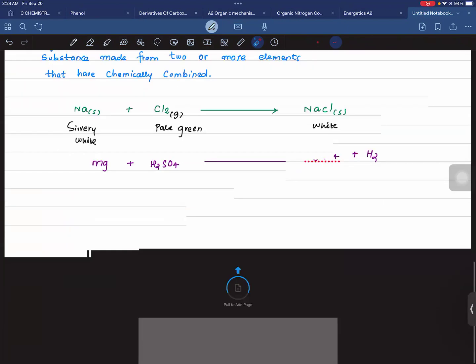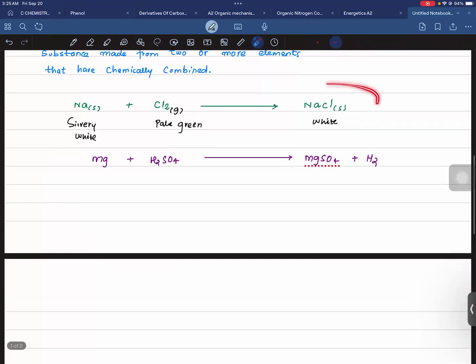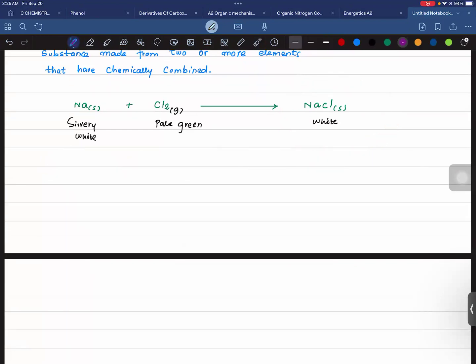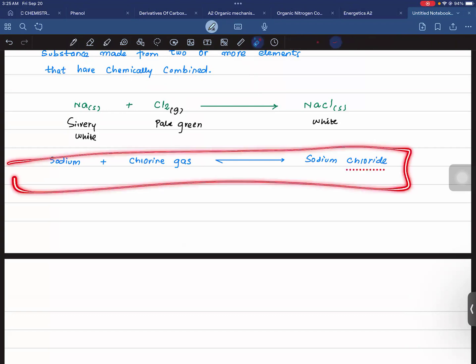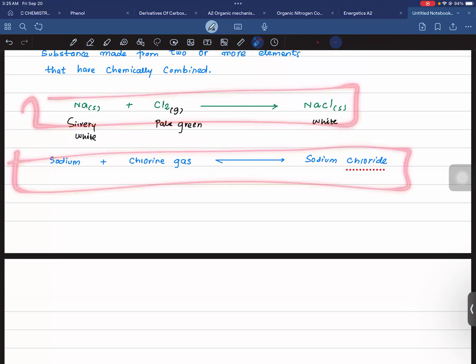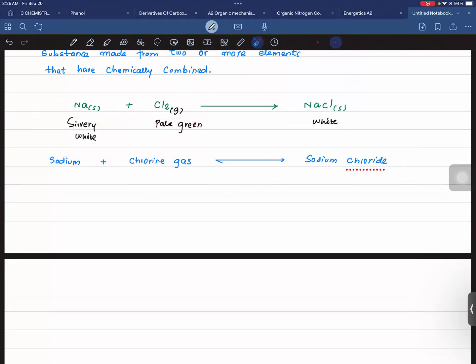Let's suppose I can write this as: when sodium reacts with chlorine gas to produce sodium chloride. This is called a word equation, and this is called a symbolic equation in which we have used symbols and different formulae.